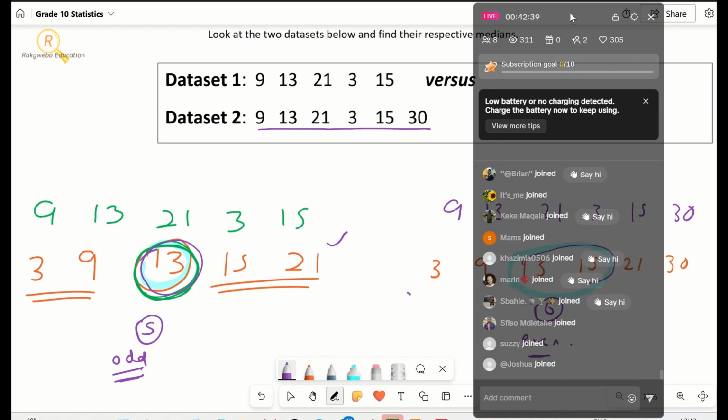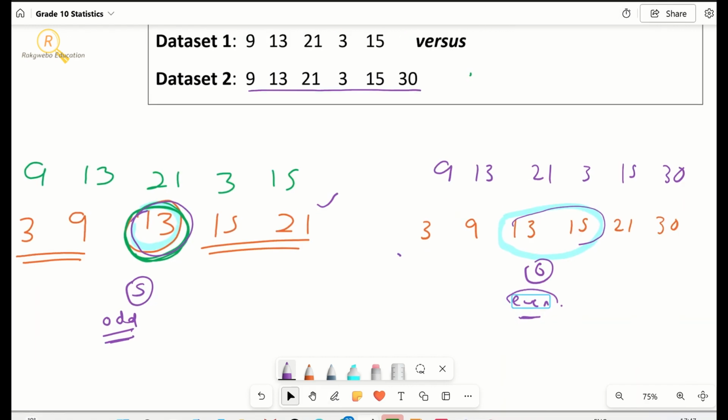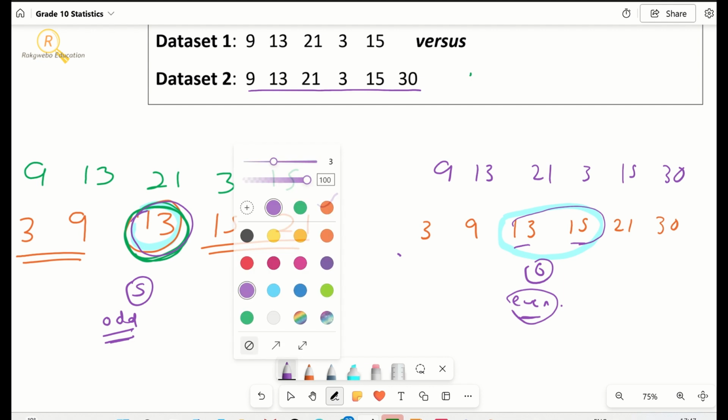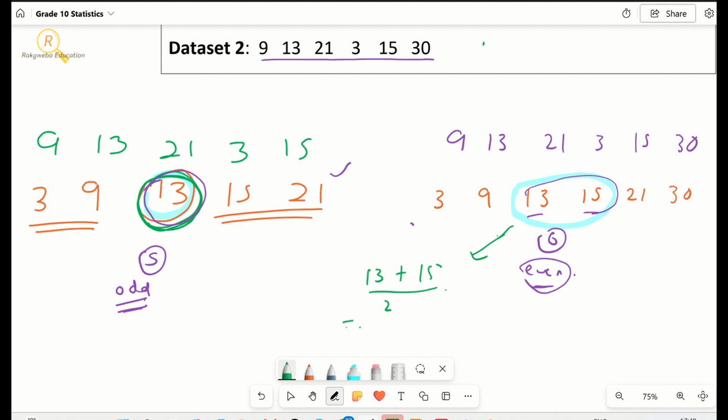So now, how do we calculate the median for such a data set? You're not going to write 13 and 15. No, you're going to do this. You're going to go 13 plus 15 over 2. You always divide by 2. This will then give you an answer of 14. So therefore, the median is 14.